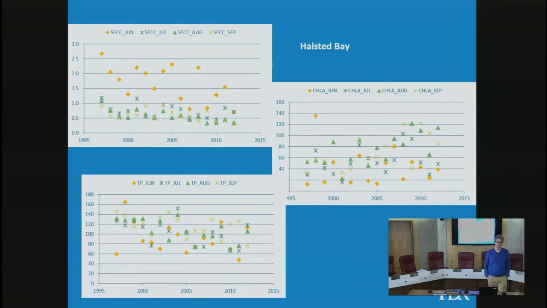If it was just a single system, it wouldn't take a ton of effort. Obviously here we had 26 bays and 11 lakes and almost 20 years, well, 15 years of data.